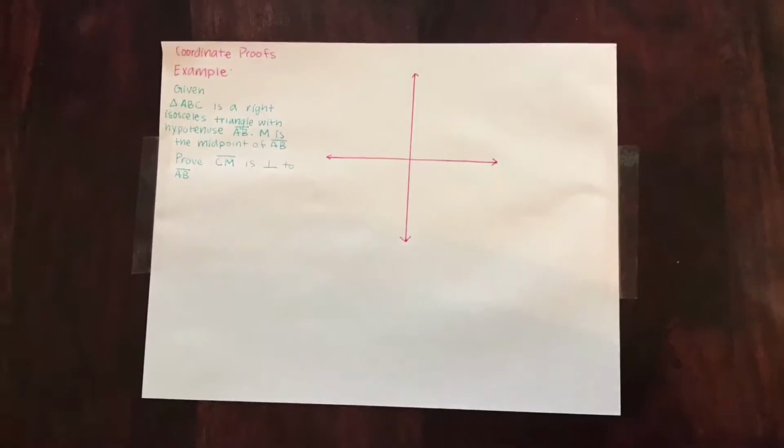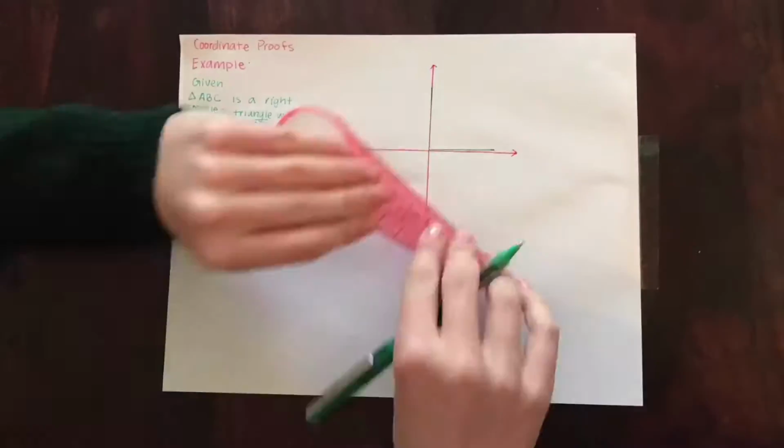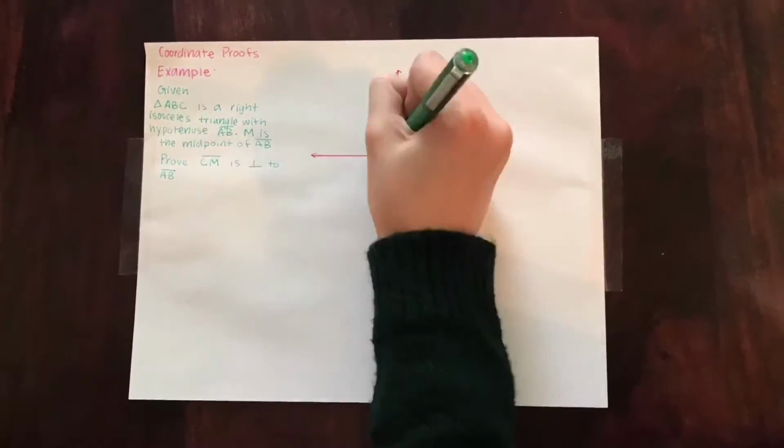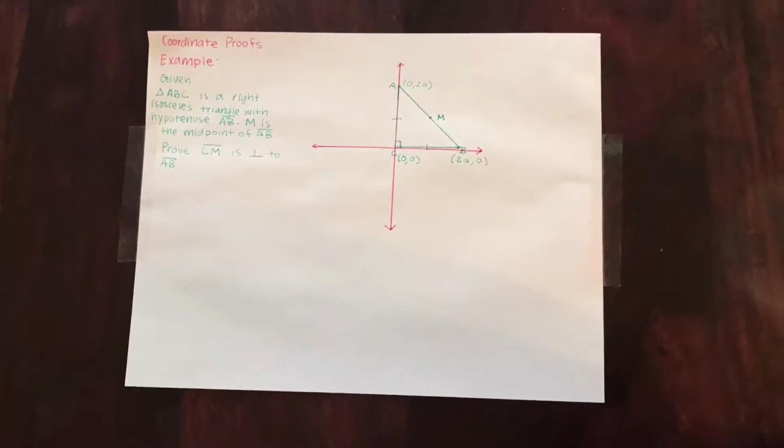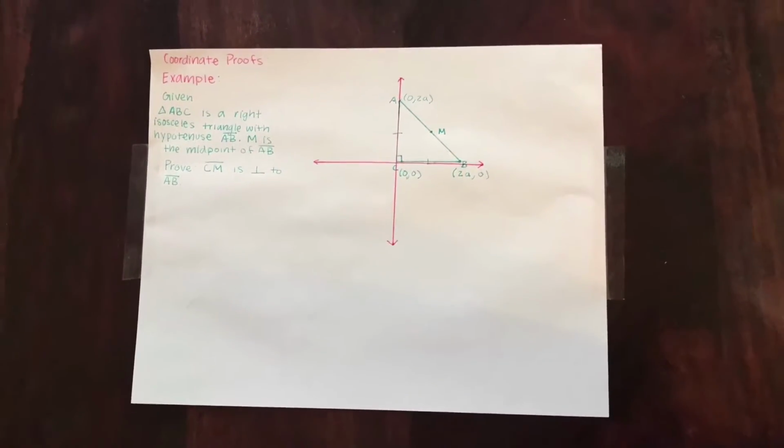Once you've drawn your coordinate plane, start at the origin and go from there, A length to the right, plotting your point at A,0, and B length to the top, plotting your point at 0,B. Then add the midpoint M between A and B.